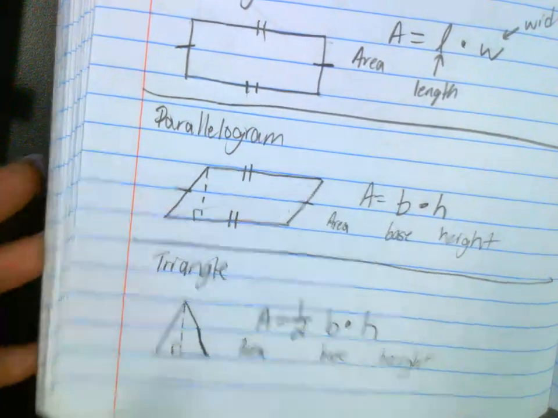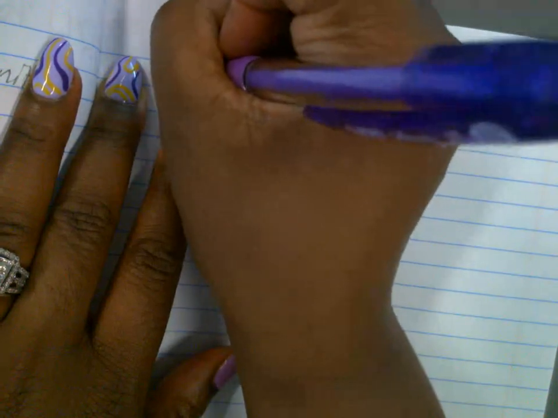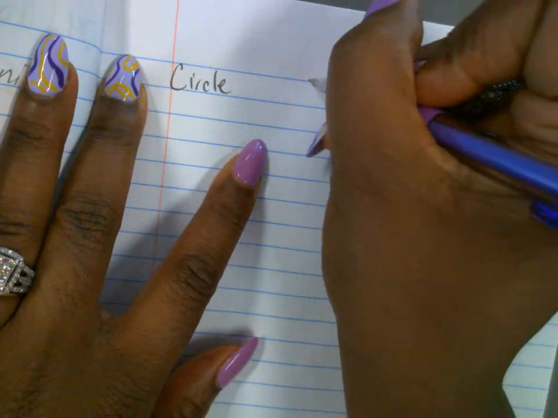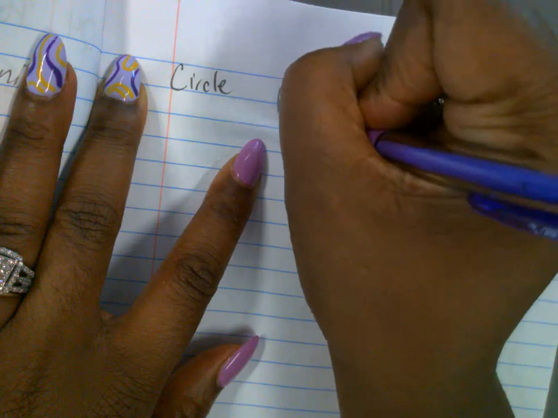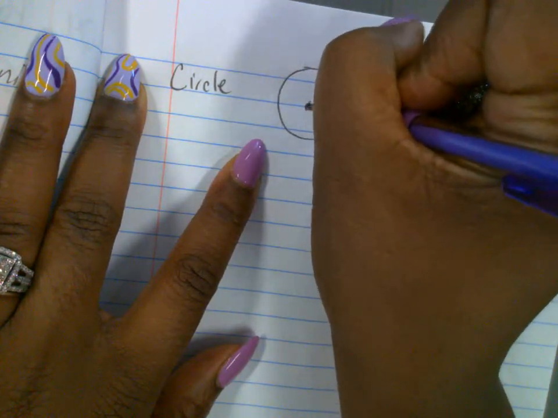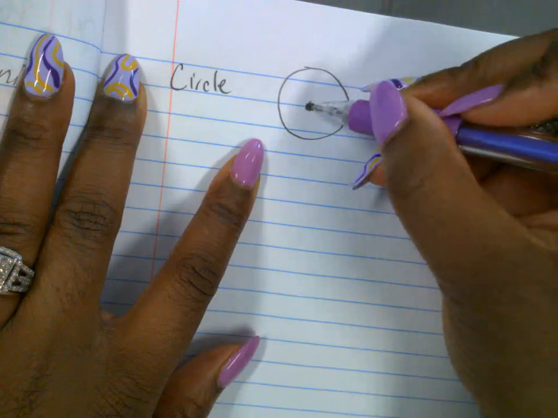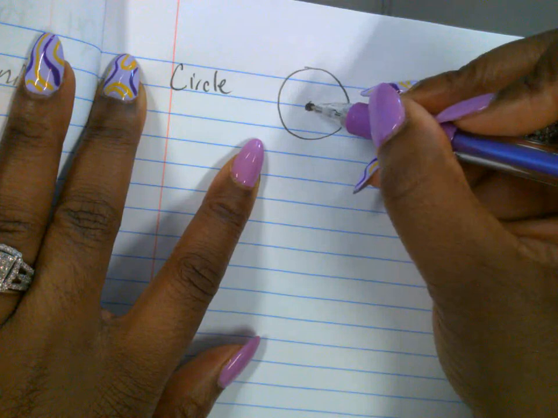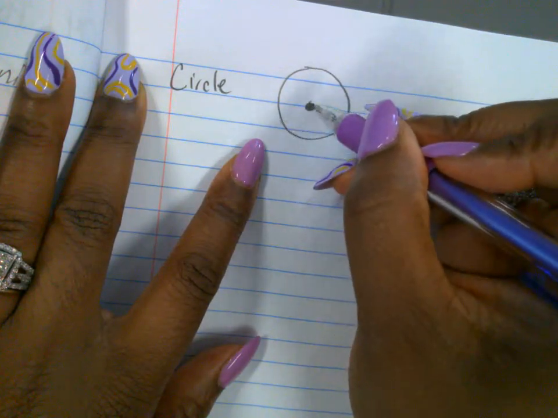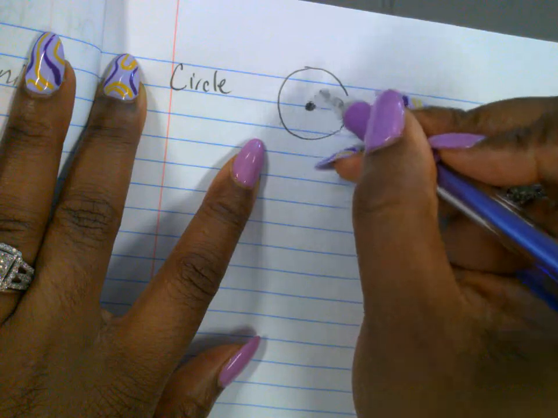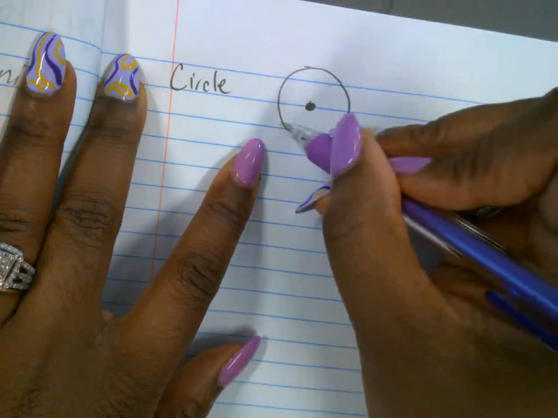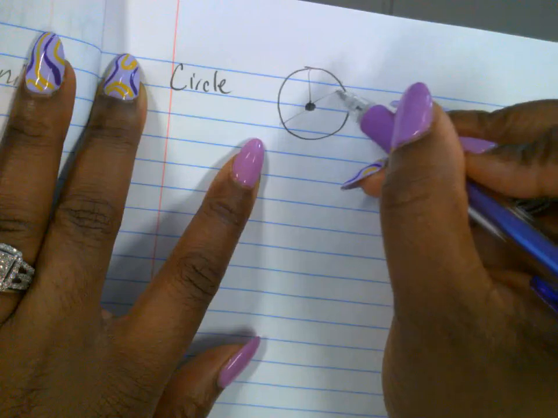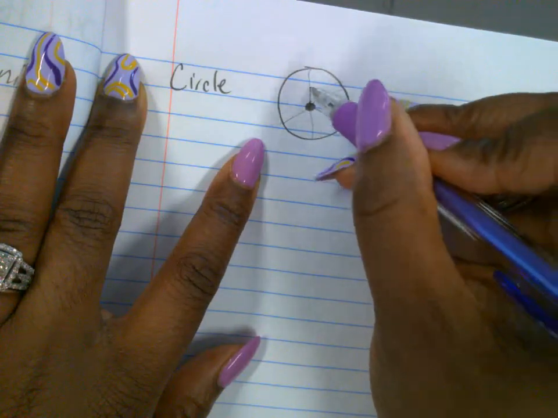Okay? All right, so now the next one is a circle. So a true circle has a center point. That means the center of the circle is the point that is directly in the middle. That means from the edge of the circle to the center of the circle is going to be the same measurement all the way around. All of these have the same length.